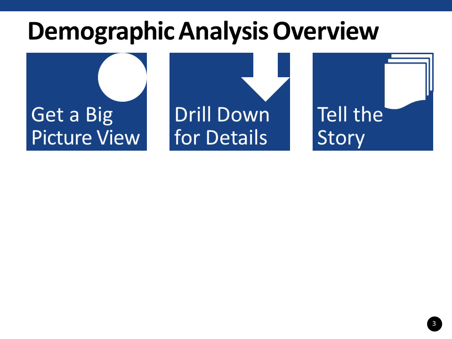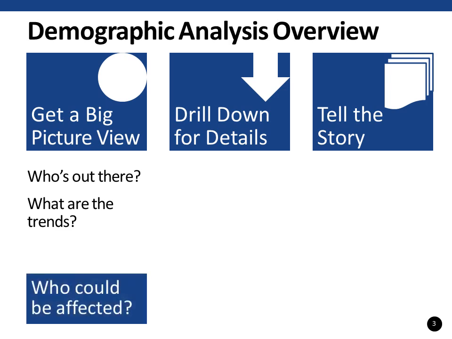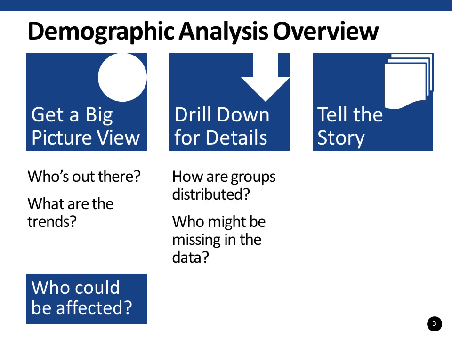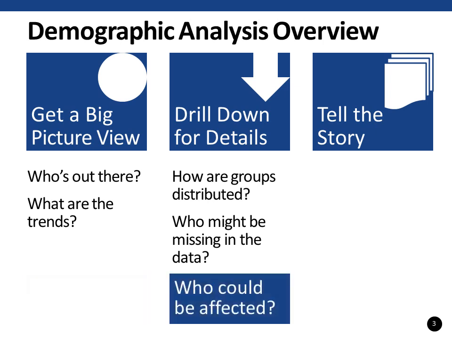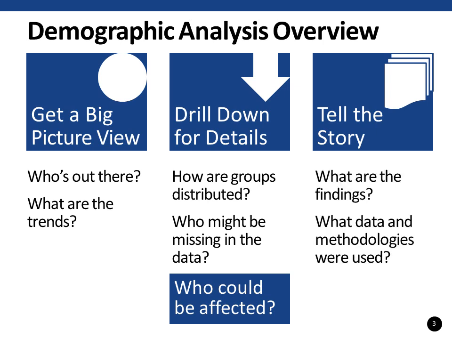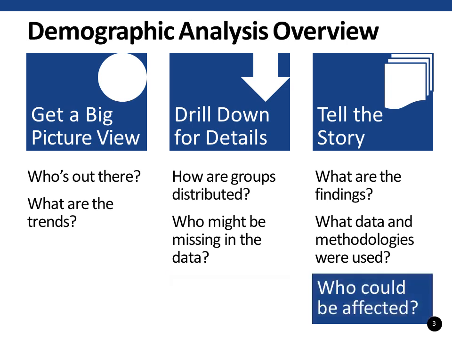For a project demographic analysis, we start with a big picture view of who is in the project area today and trends shaping the area's future to get a sense of who could be affected. Then we take a deeper look at the data to see how population groups are geographically distributed and who might not be showing up in the data, to gain a more definitive awareness of who could be affected. In the final part of the analysis, we document our findings and the data and methodologies used to assess who could be affected.